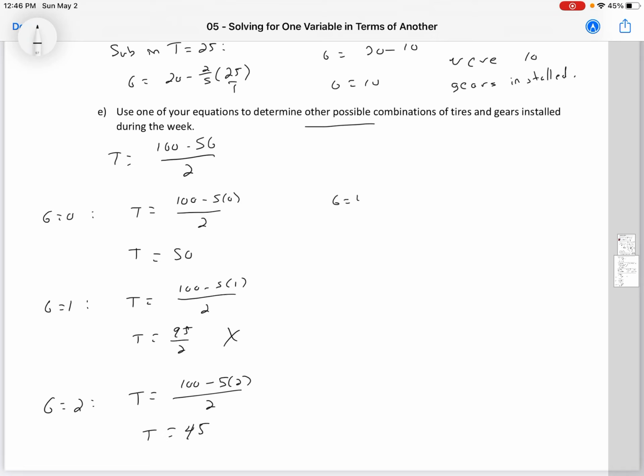So you could go to g equals 4. And then you get t equals 100 minus 5 times 4 over 2. So that's, let's see, the top's 80. Divided by 2 is 40. You might be seeing a pattern happening here. And let me just give us a jump into next chapter here a little bit.